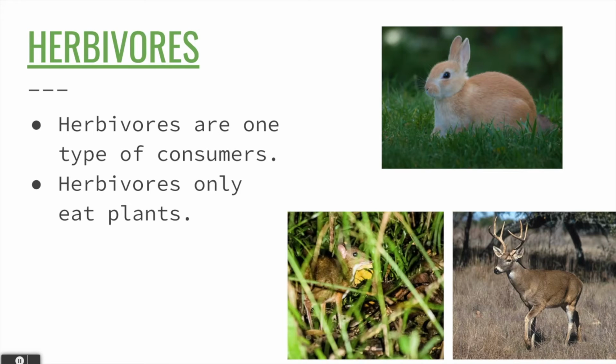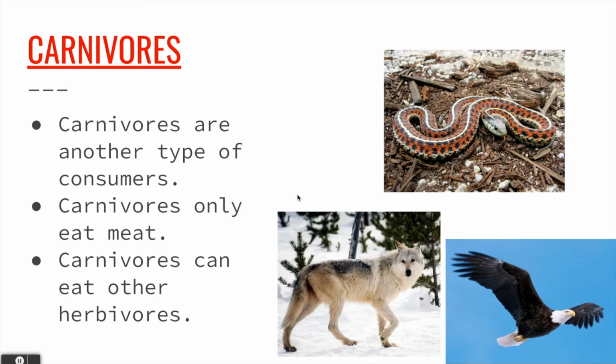Now, there are other consumers who eat more than plants. They are called carnivores. Carnivores are another type of consumer. These consumers only eat meat. Their diet consists of eating other animals. Some carnivores will eat other herbivores since they are much smaller. Carnivores like a snake, an eagle, or a wolf will eat other smaller animals for their energy.